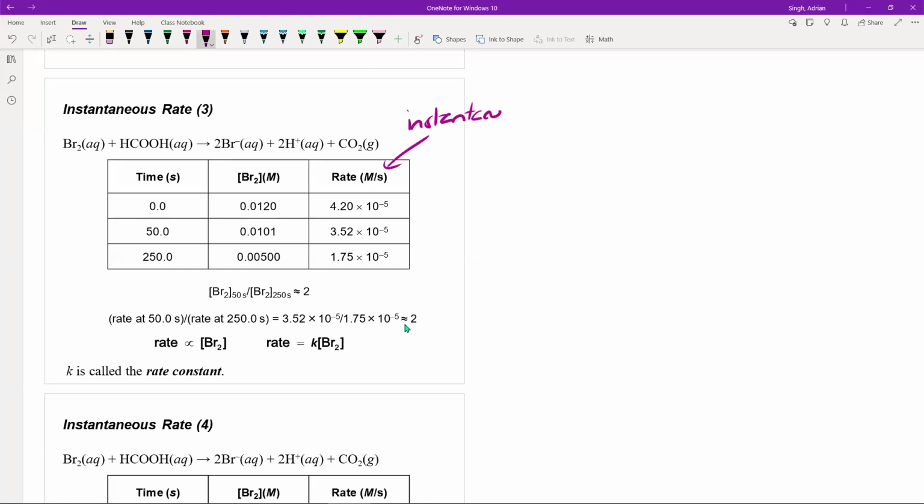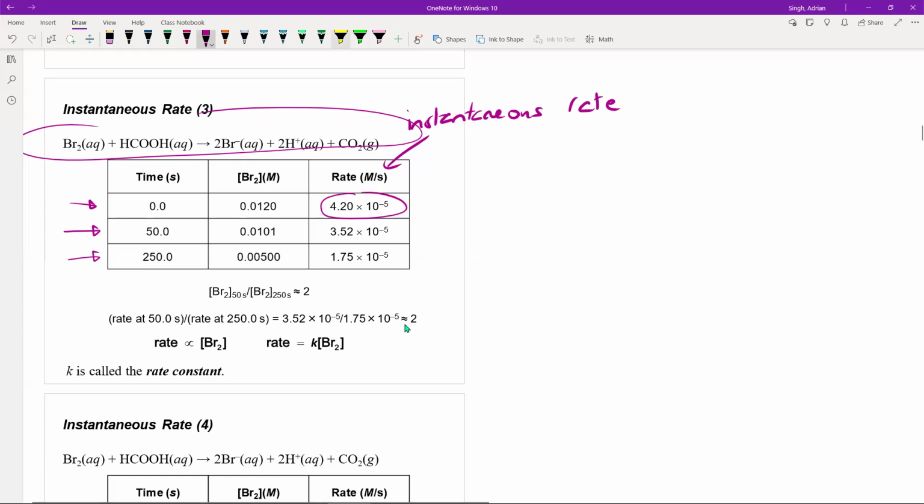And from this point onwards, we're going to assume that the rate that we're talking about is an instantaneous rate unless explicitly stated otherwise. All right, so again, for our same reaction that we did previously, we have time equals 0 to begin with. The instantaneous rate at that point is 4.20 times 10 to the negative 5. We have an instantaneous rate at time 50 seconds and an instantaneous rate at time 250 seconds. So if we pick two of these time points, we can make some comparisons.